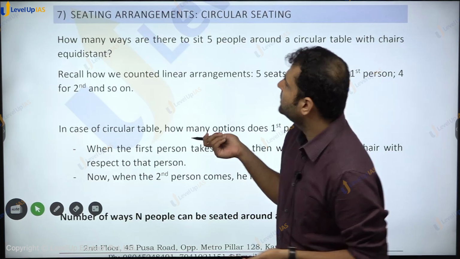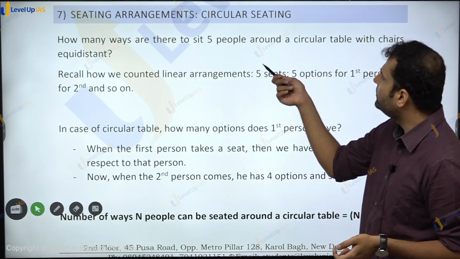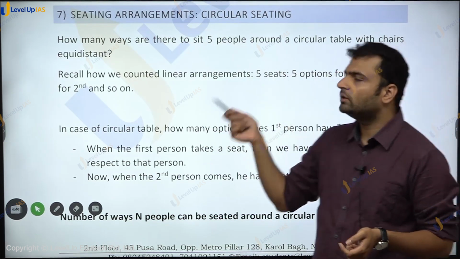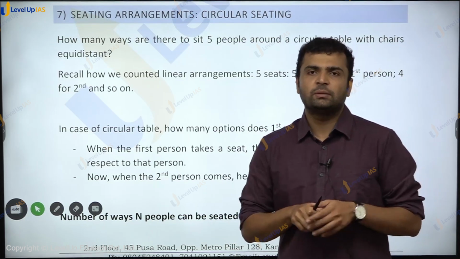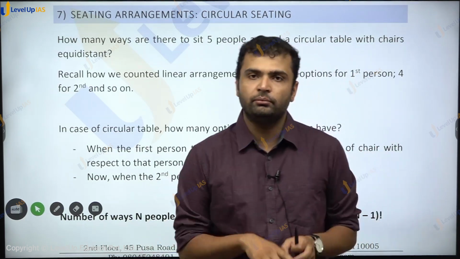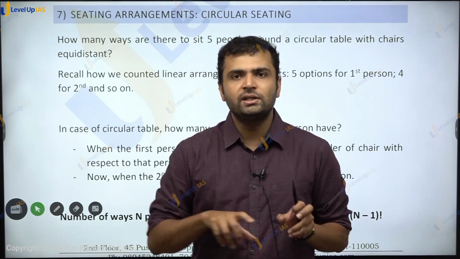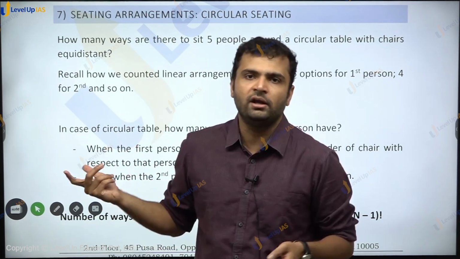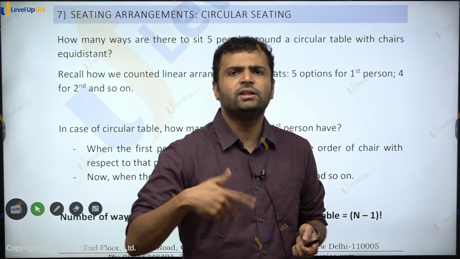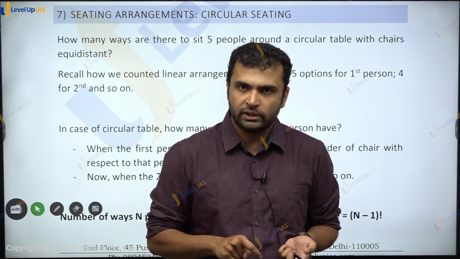So first question is, how many ways are there to sit 5 people around a circular table with chairs equidistant? तो मतलब circular table है एकदम uniformly, ideal circular table है. So we have 5 seats and we have 5 people, let us say, waiting outside the room, and one by one they go and they sit. How many ways are there to sit?